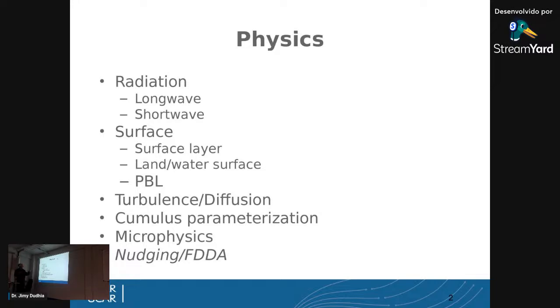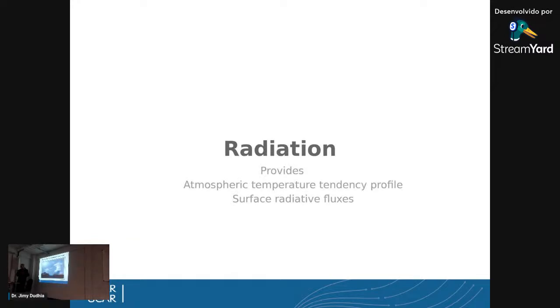So this physics part is very general in terms of how each part of physics works. I'll talk about the radiation, the surface of the model, how we deal with the land surface and the PBL, turbulence and diffusion, cumulus parameterization, microphysics, and the nudging option. So I'll start with radiation.